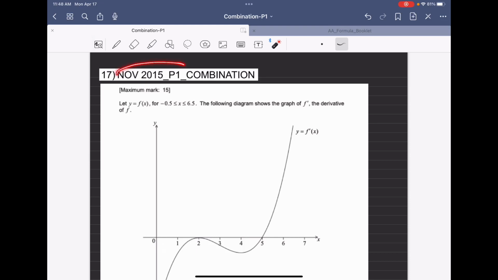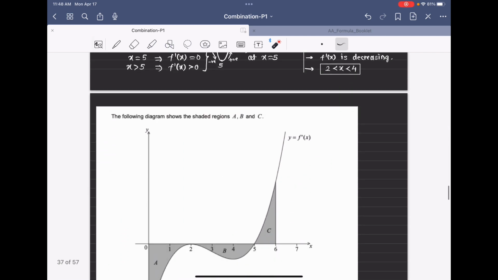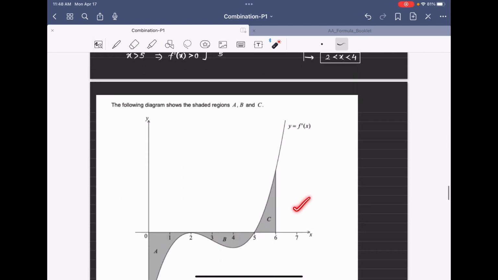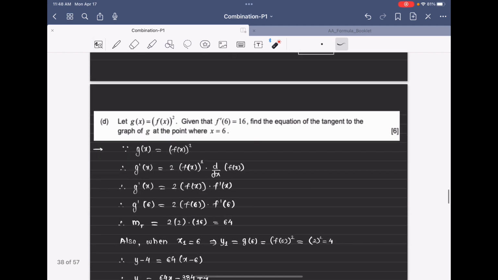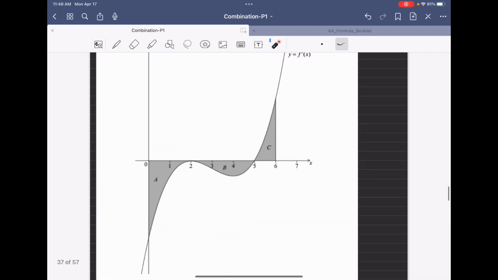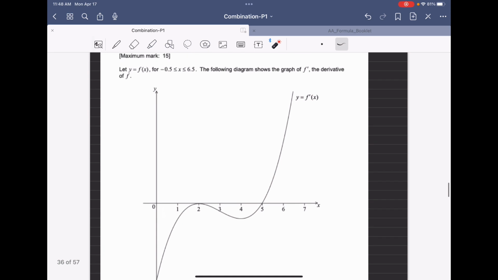November 2015, paper 1 combination, maximum mark 15. This problem will cover increasing and decreasing functions, then definite integration, and the last one is the equation of a tangent. So let y equal f of x, where x lies between minus 0.5 and plus 6.5.